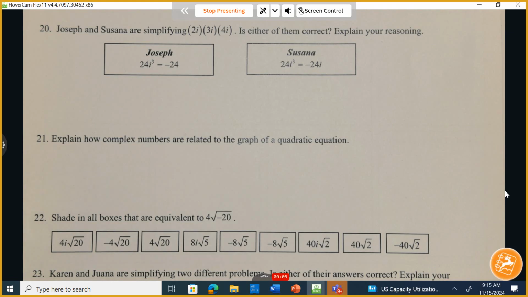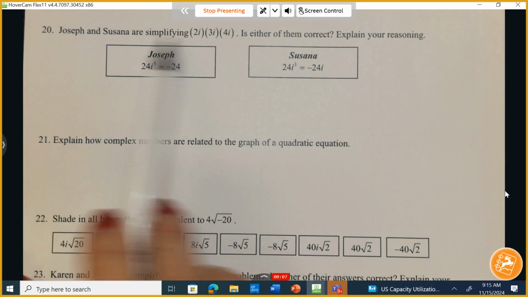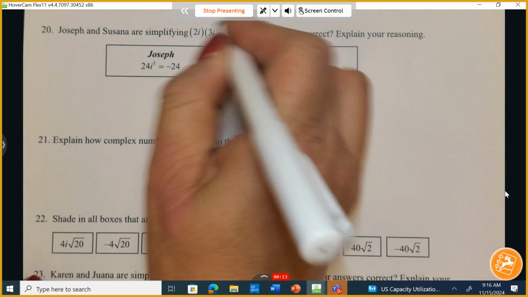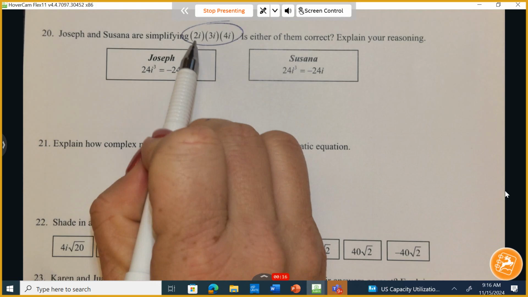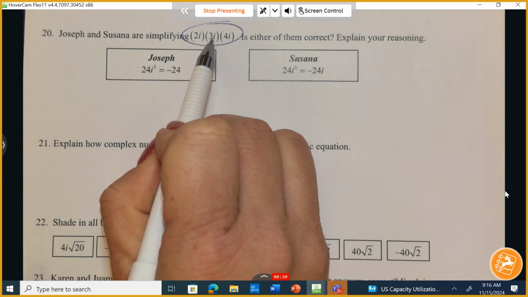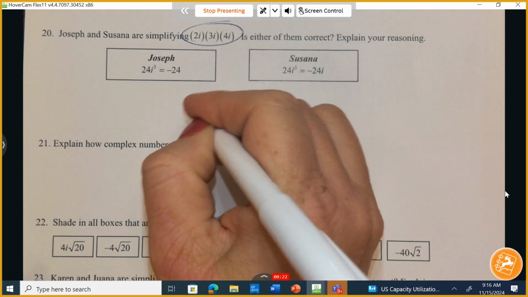Okay, in looking at number 20, we are asked to decide who is correct. Is it Joseph or is it Susanna? So this is what we're doing. We are multiplying. So the first thing I'm going to do is multiply the coefficients. 2 times 3 is 6, and 6 times 4 is 24.